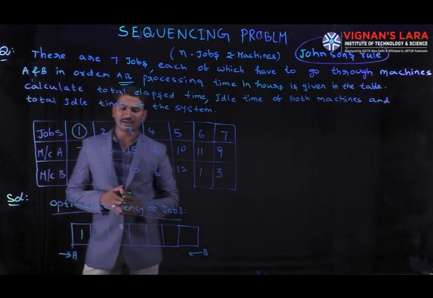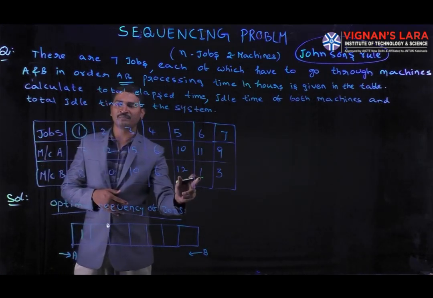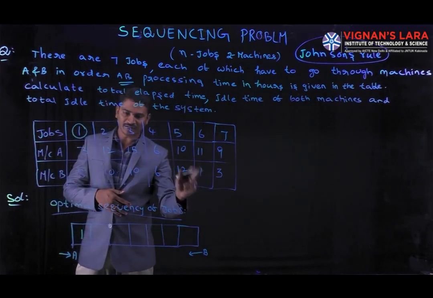Next, coming to the next minimum. First, what is the minimum from this table? 1 is the minimum. So we have to take 1 first.